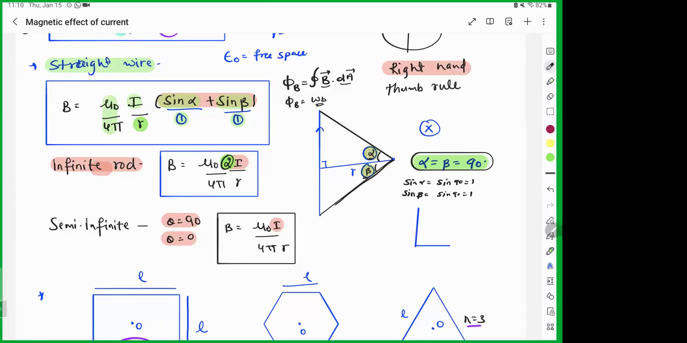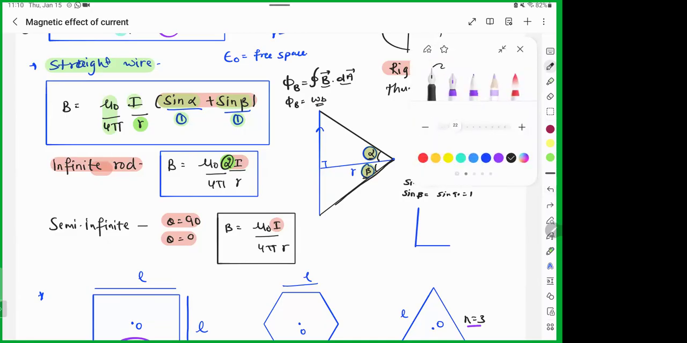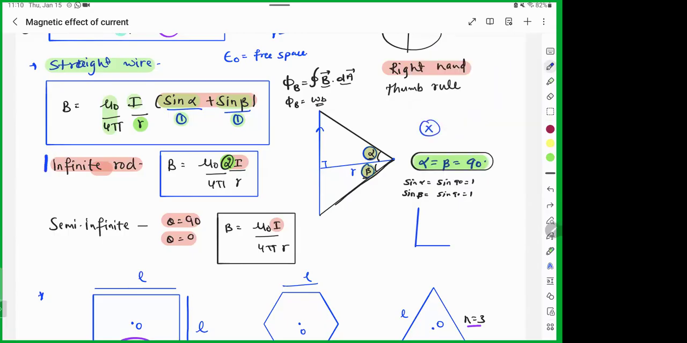Barinder, any doubt? Yes, sir. No, sir. Only for the infinite rod, because that is the rule for the infinite rod: you have to take the angle 90 degrees.